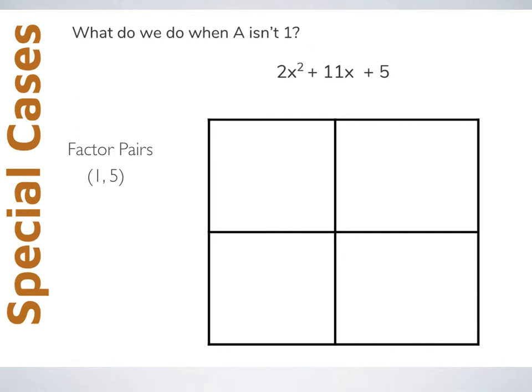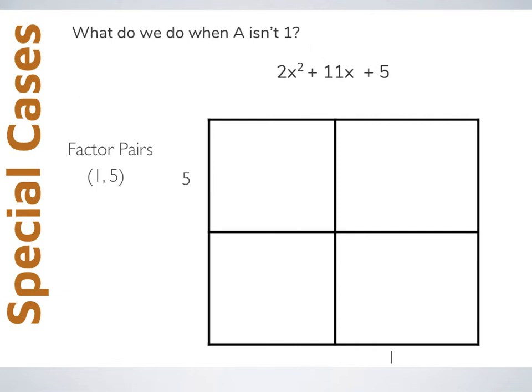So I know I'm going to need a 1 and a 5 in order to get that 5 in that last box. So I'm going to go ahead and put them in now. The only way to get 2x squared is to multiply 2x times x. So the question is, on which side of my lower left-hand box does the 2x go, and which side does the x go, because I need it to all work out to give me 11x in the middle.